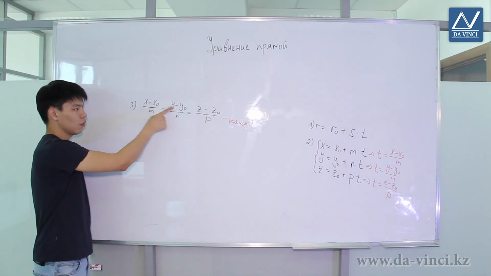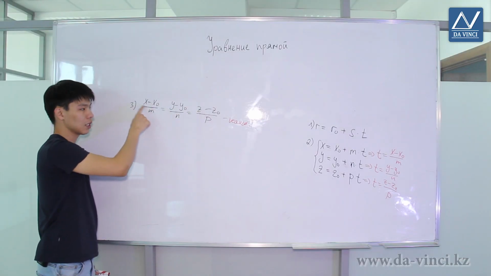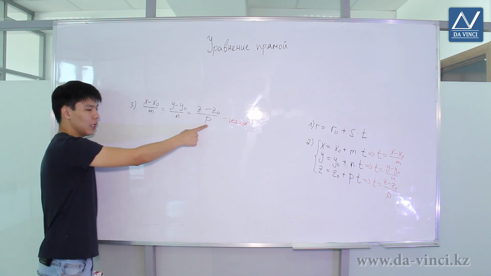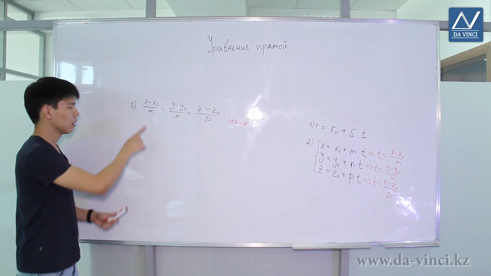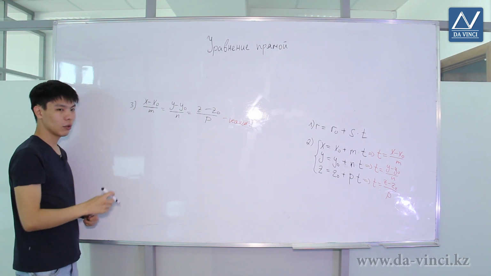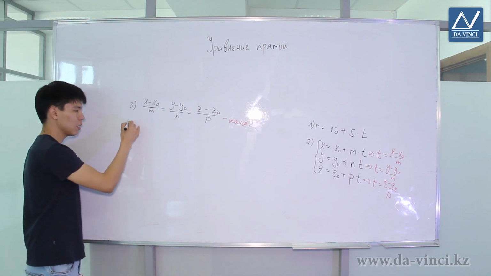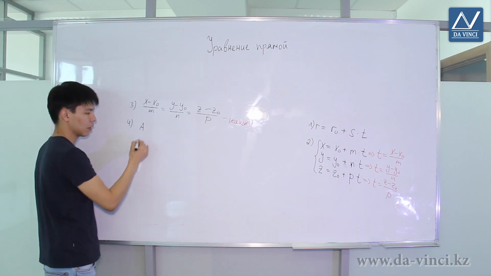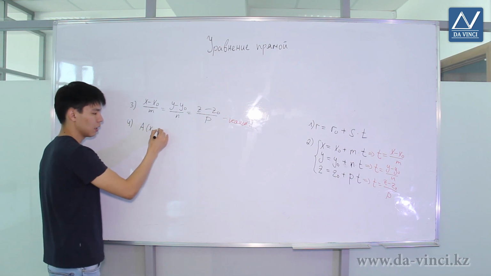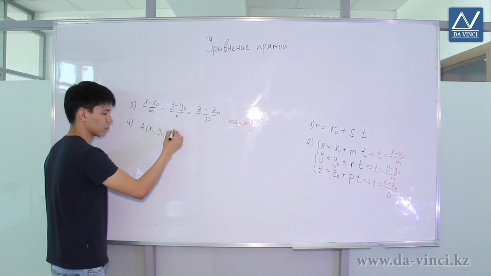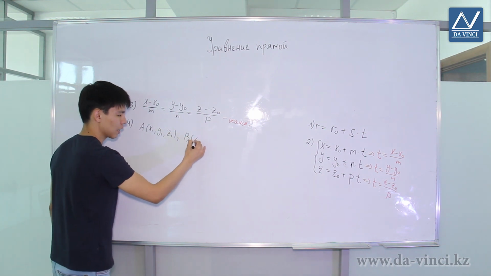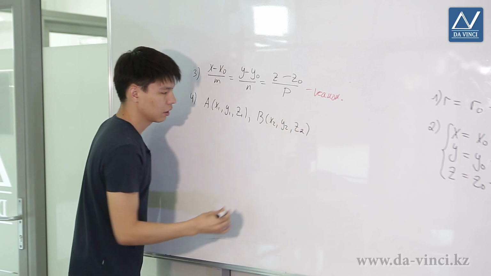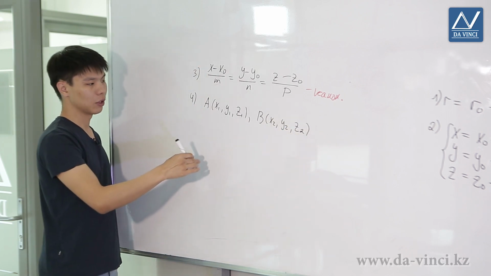Here we have x0, y0, z0. This is the point through which our line passes, and the vector with coordinates m, n, p is the direction vector. Now, knowing the canonical equation of the line, we can easily draw up the equation of the line which passes through 2 points. Let's have 2 points, A with coordinates x1, y1, z1, and B with coordinates x2, y2, z2. And let's try to draw up a canonical equation of the line.